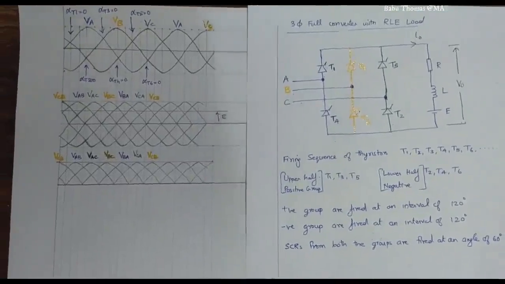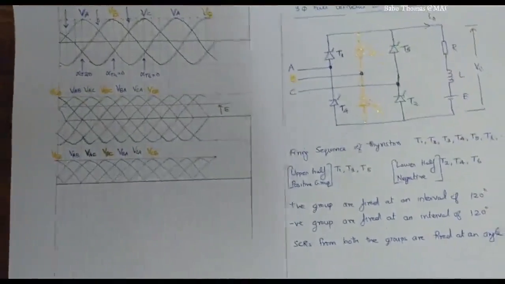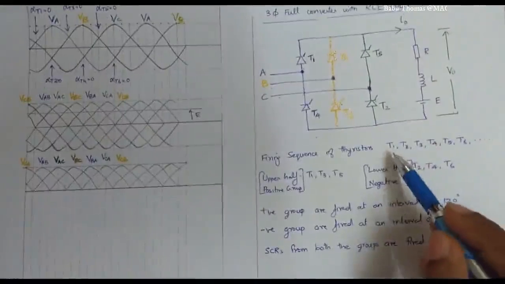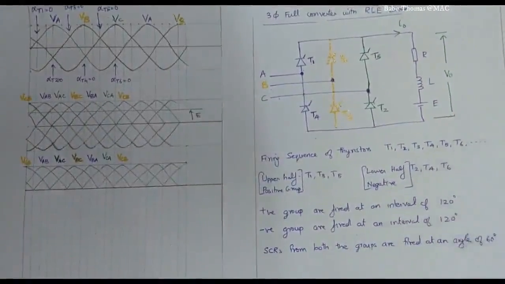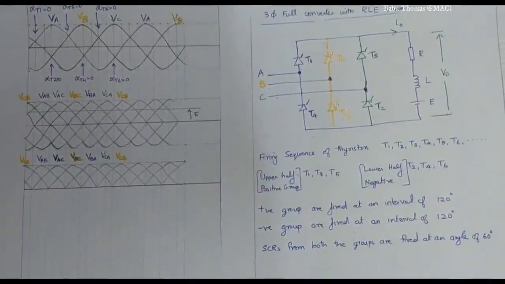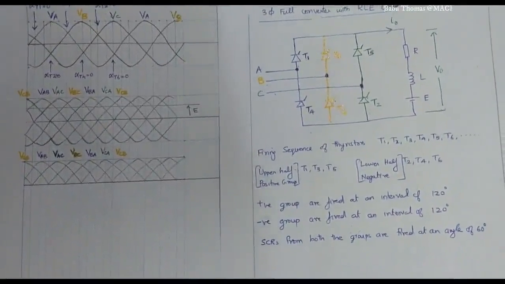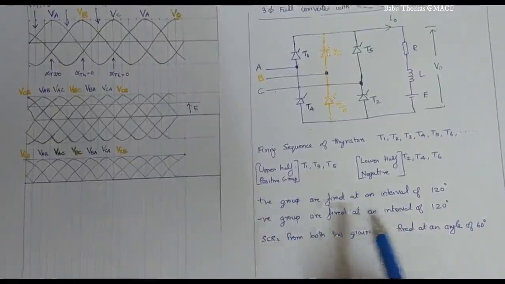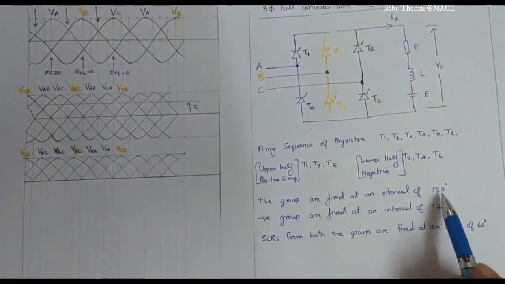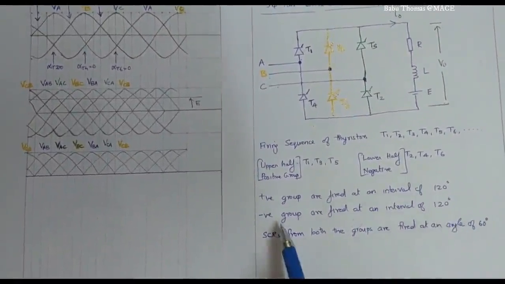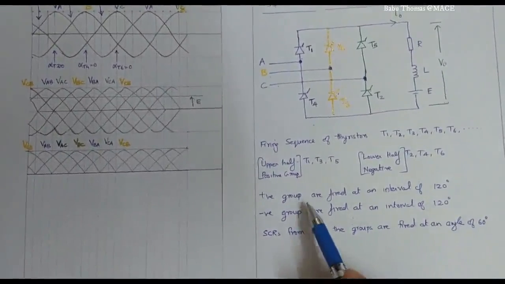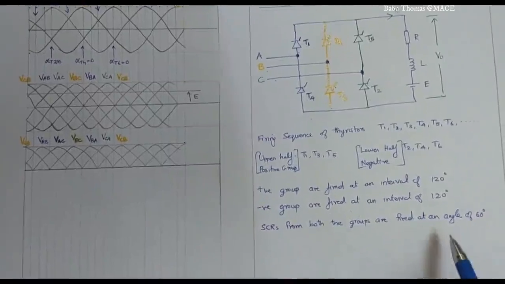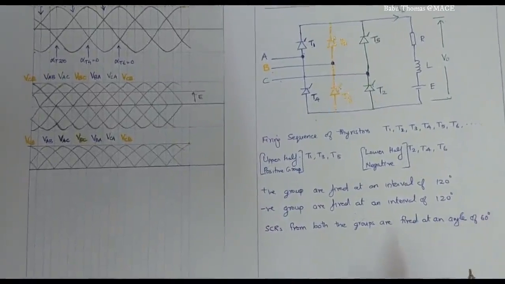So here the firing sequence of the thyristors is T1, T2, T3, T4, T5 and T6, and again repeating starting from T1. Now the positive group of thyristors are fired at an interval of 120 degrees, and the negative group are also fired at an interval of 120 degrees. So between the positive group and the negative group, they are fired at an angle of 60 degrees.